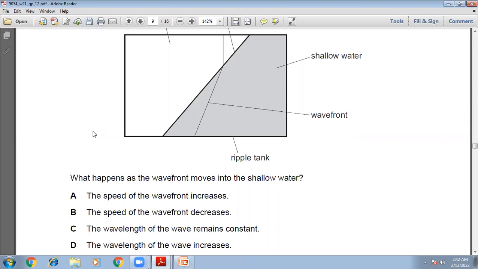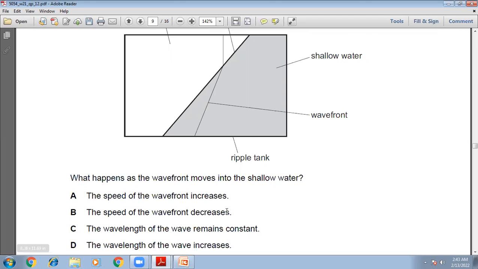When the water waves enter the shallow water, their speed decreases. So when their speed decreases, their wavefronts come close to each other, the wavelength decreases, and the frequency remains unchanged. So remember this: when water waves enter shallow water, their speed decreases, their wavelength decreases, their frequency does not change.